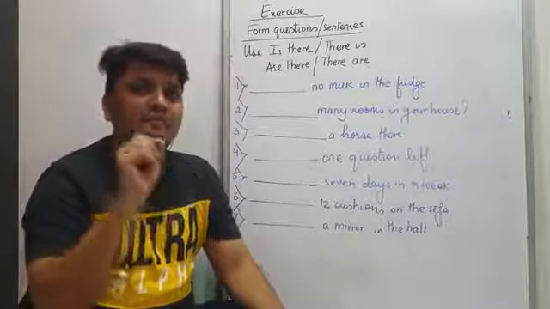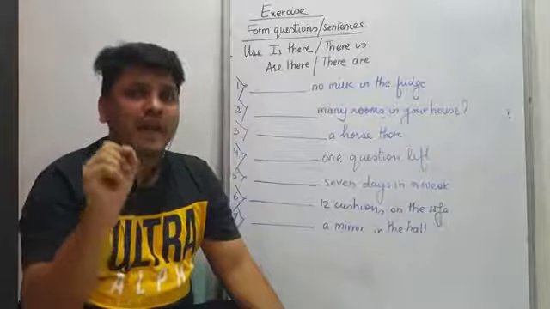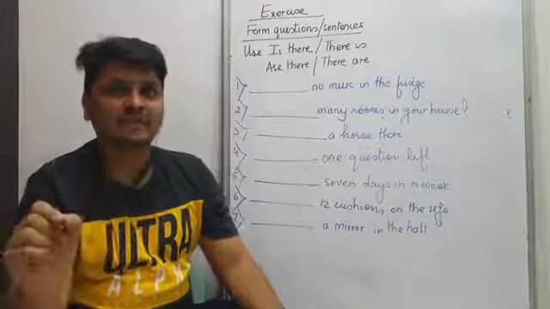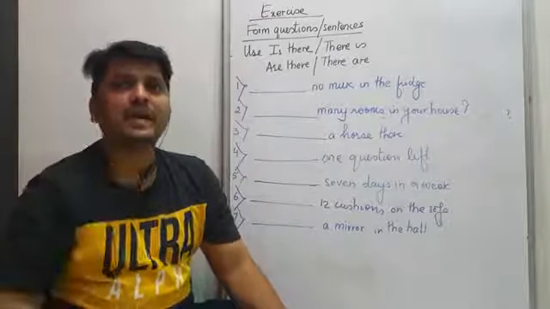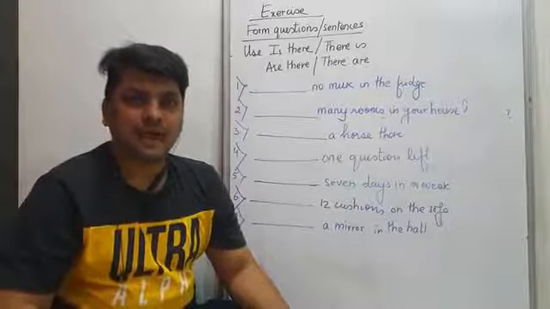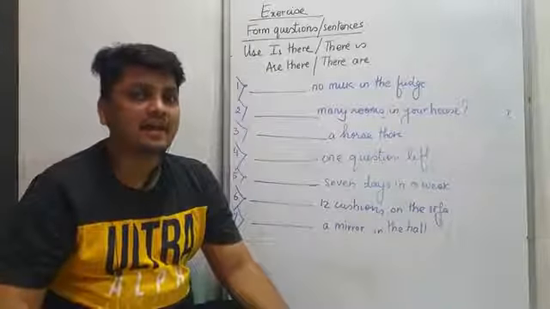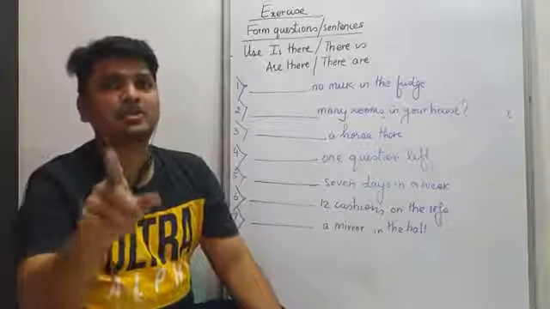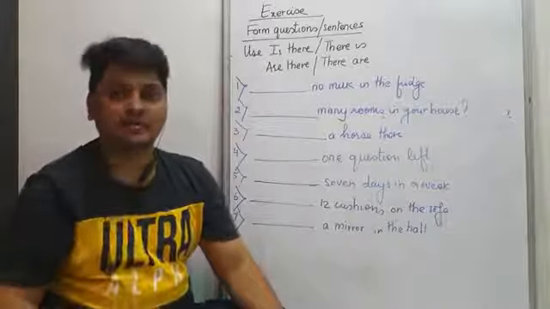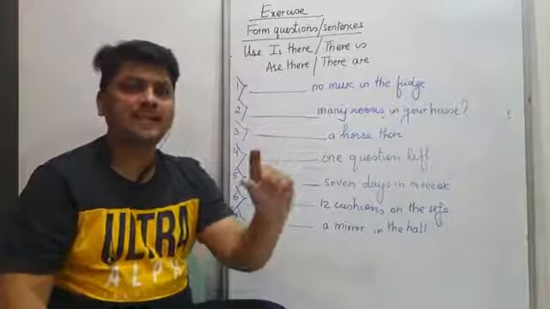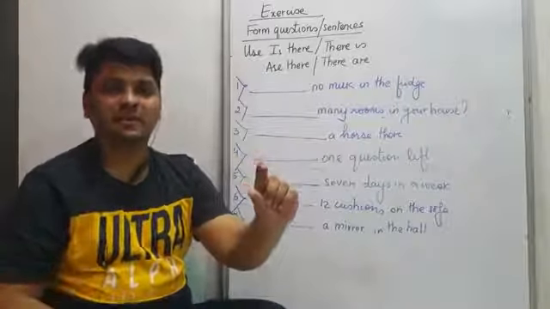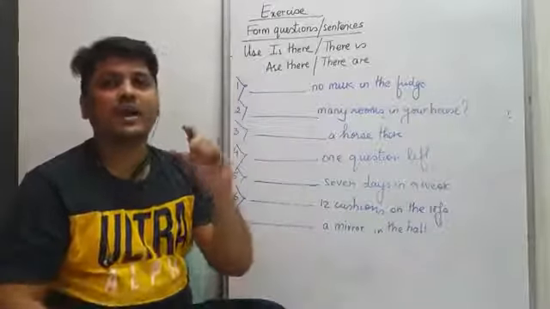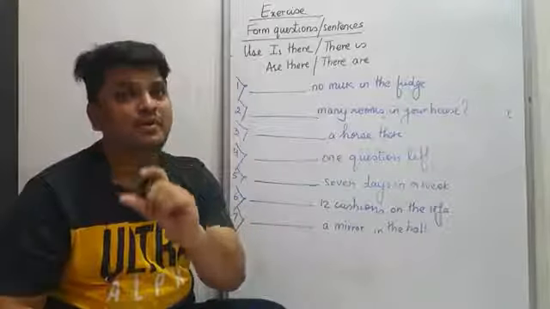There is will be used when the noun that comes after there is should be in singular. And you will use there are when the noun which will be used after there are should be in plural. So in short, use there is when the noun is singular. Use there are when the noun is in plural.